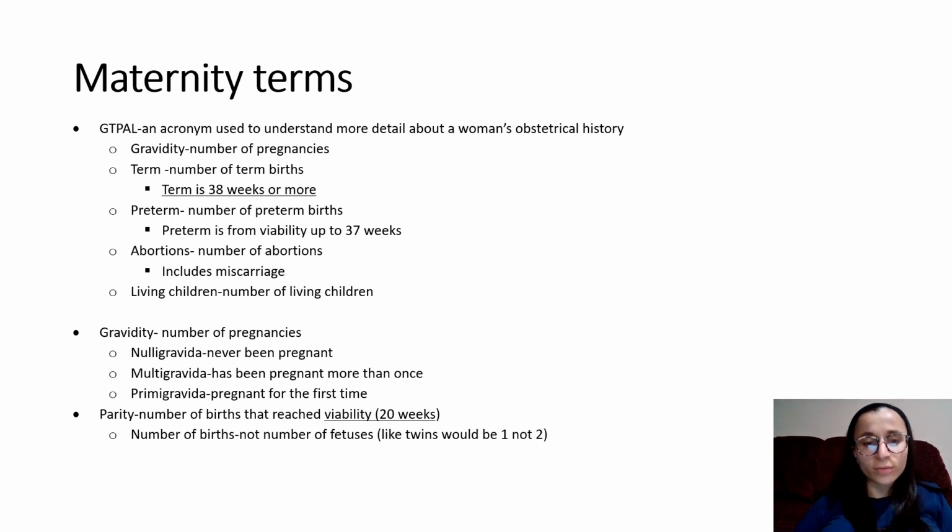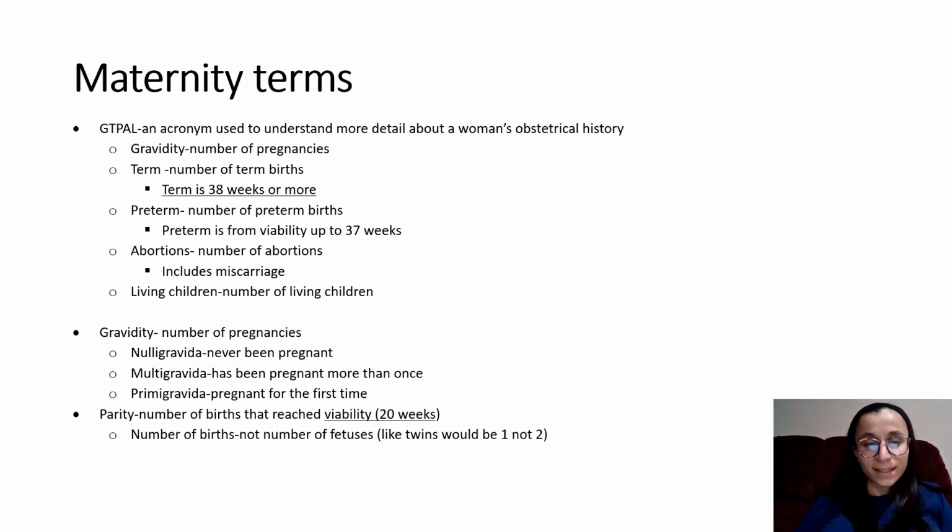Gravida is the number of pregnancies. Over here we go into a little more detail. If they've never been pregnant before, it's called nulligravida. If they've been pregnant more than once, it's multigravida, like the name says, and primigravida, prime being like first, means they're pregnant for the first time. So that's what the G stands for.